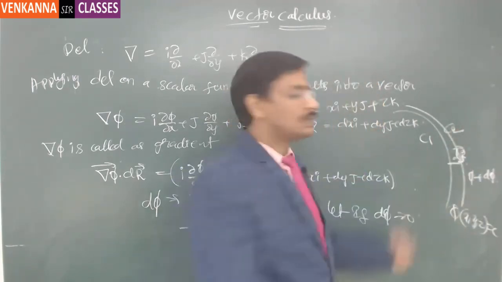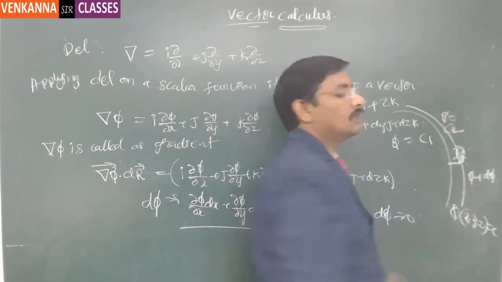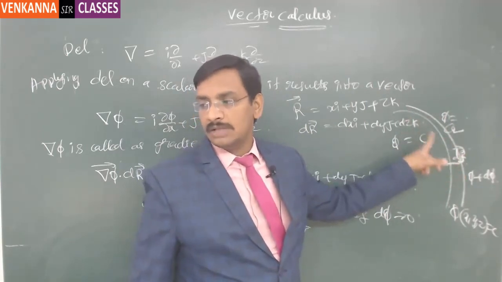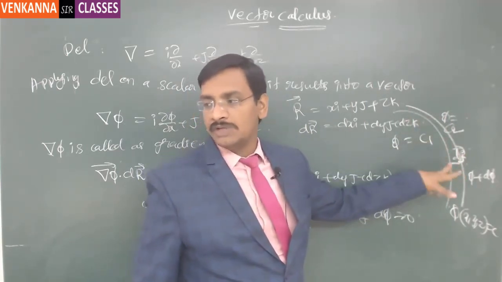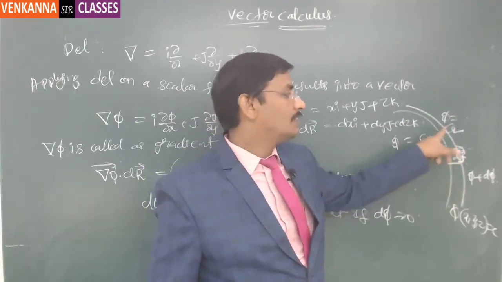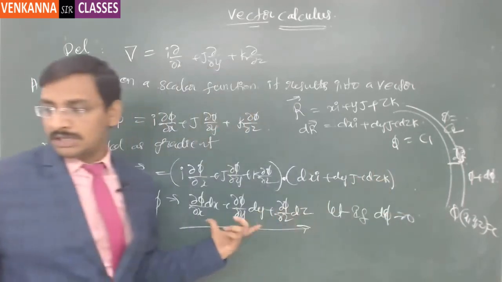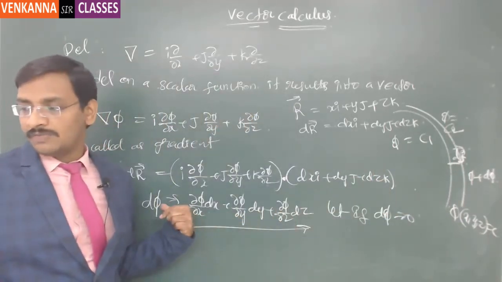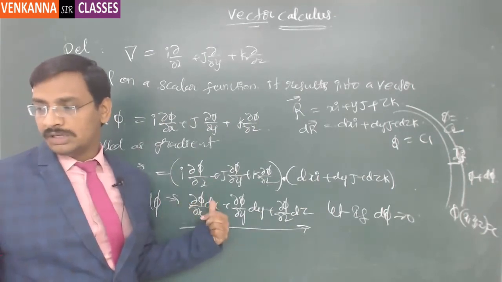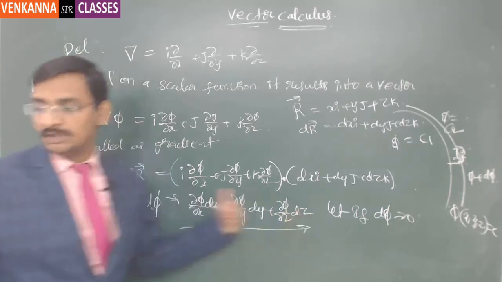So, here also phi is constant, and here also phi is constant, but a different constant. So, this is one level surface, this is another level surface. Now, if there is a change in the value of r, that is dr, then there will be a change in the function value d phi. That is what is termed as the derivative of the function phi of x, y, z. d phi can be written as dou phi by dou x into dx, plus dou phi by dou y into dy, plus dou phi by dou z into dz.